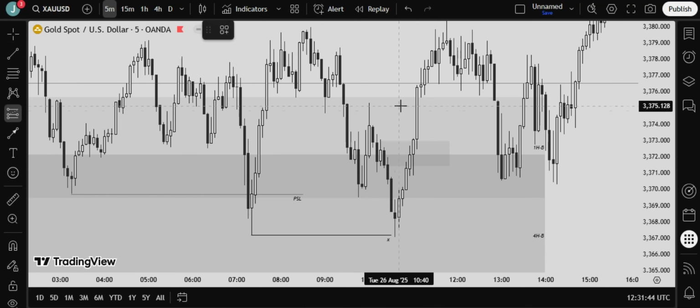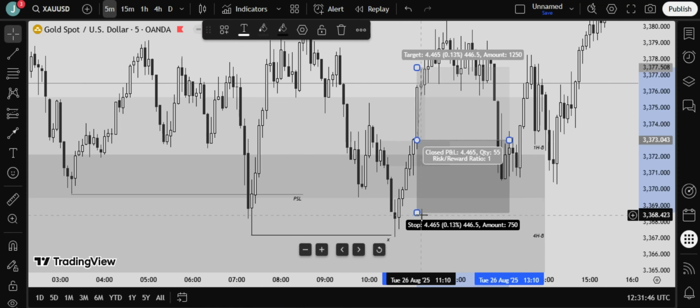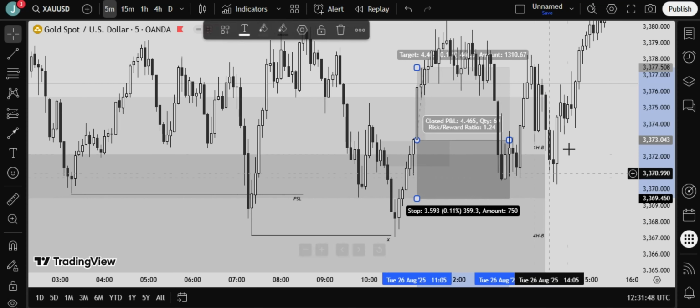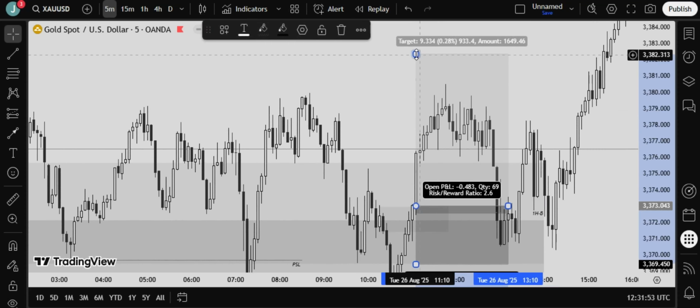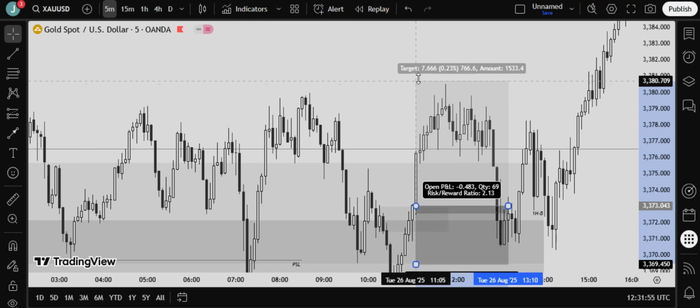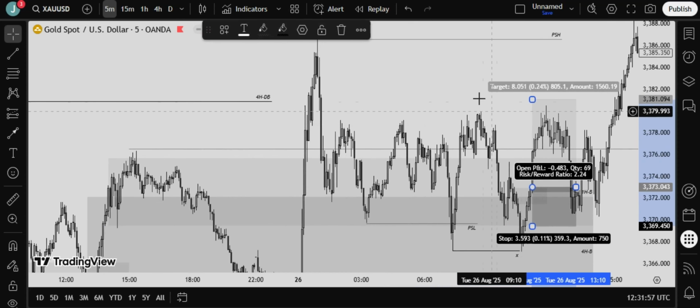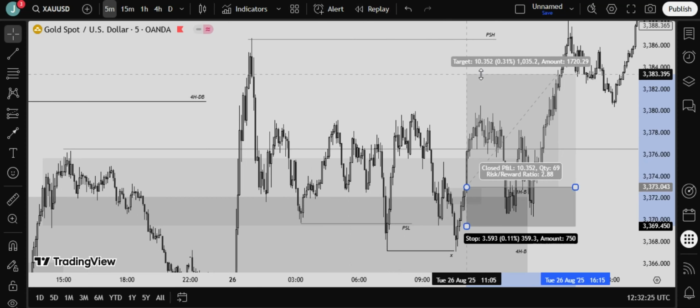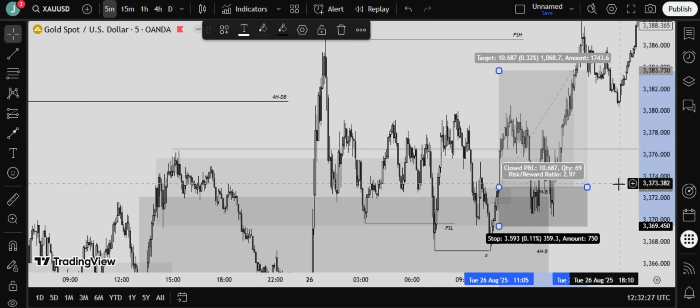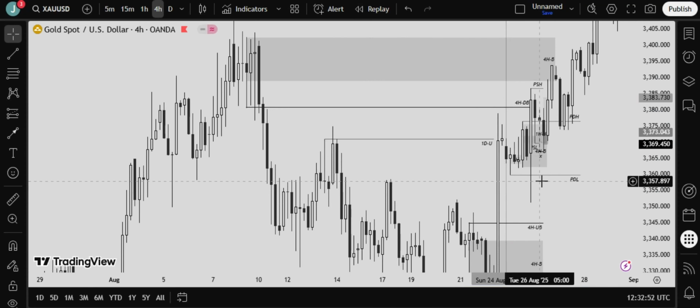Then I'll just enter my buy position. Stop loss right here. Then TP. My TP is 1:2 or 1:3. Let me target 1:3. As you can see, price hit my TP. So on Tuesday it was a successful trade.